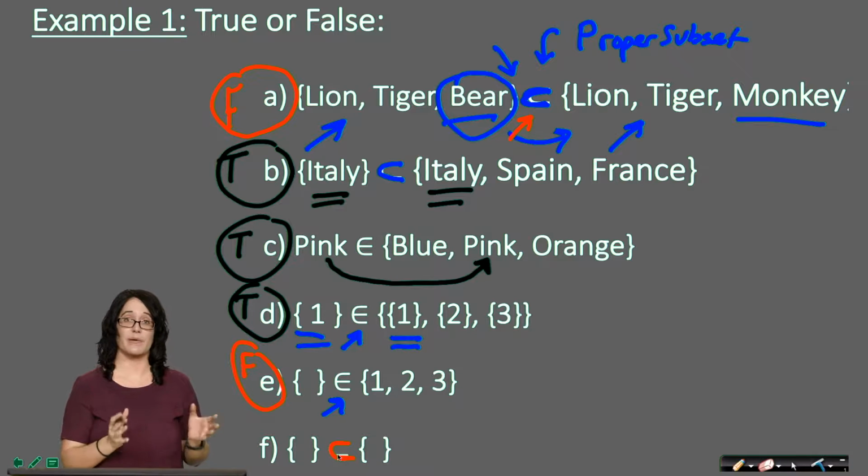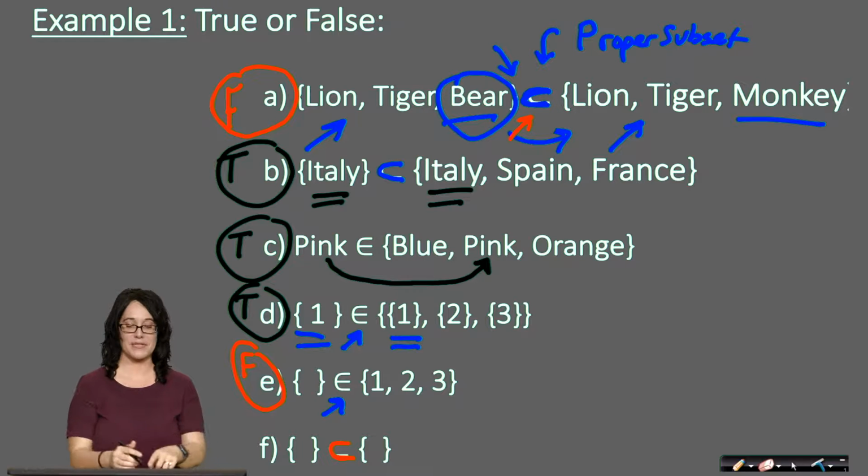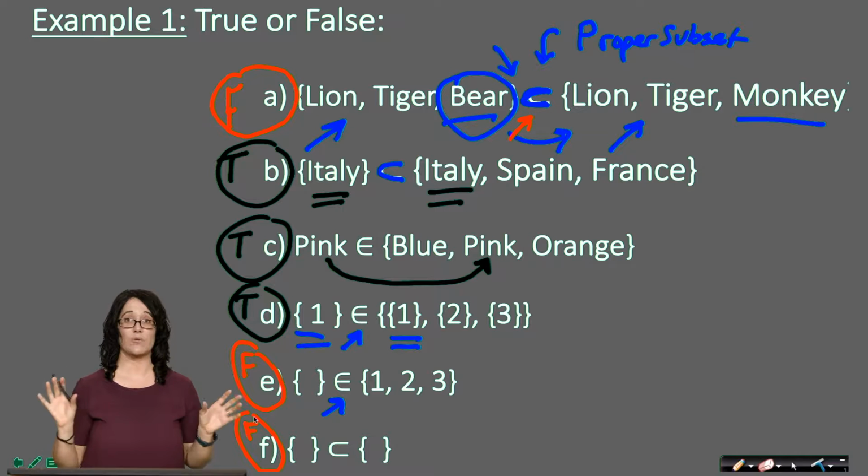It means every element in the left set has to be contained in the right set. And what's the other little caveat? They cannot be equal. So notice these are exactly the same. If there was a line underneath it like that, then this would be a true statement. But without that line underneath it, this is a falsehood because they are equal to each other. Remember that a proper subset cannot have equal sets. A proper subset will not be equal to the original set.